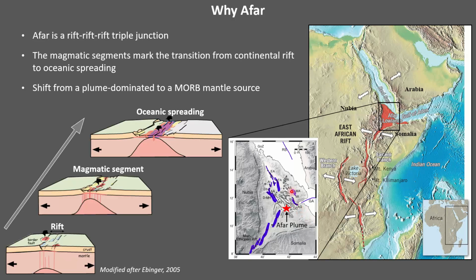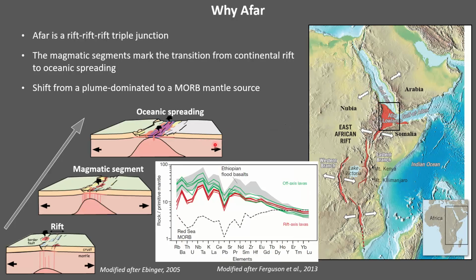The current magmatic activity is dominated by the magmatic segments, the ones that you see in blue here and depicted by this cartoon here in the middle. Magmatic segments which are marking the transition from the initial continental rift stage to the oceanic spreading stage, exemplified by the Red Sea. Magmatic segments which are also marking the shift from a plume-dominated source during the continental rift, here represented by the gray area of the Ethiopian flood basalt, to the MORB mantle source of the oceanic spreading, here represented by the Red Sea.